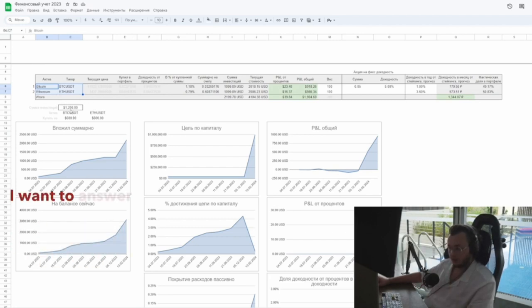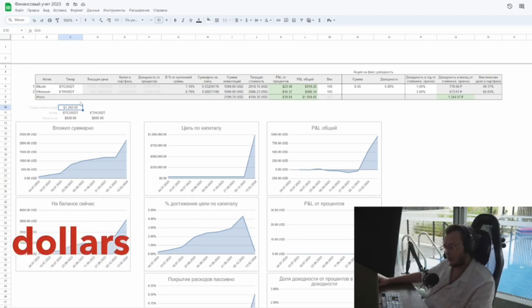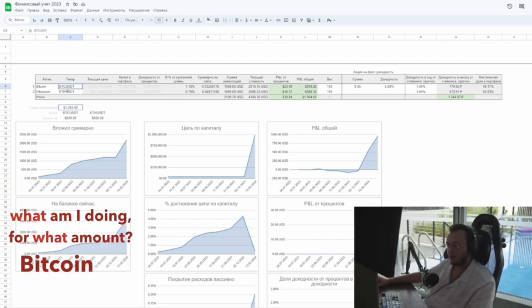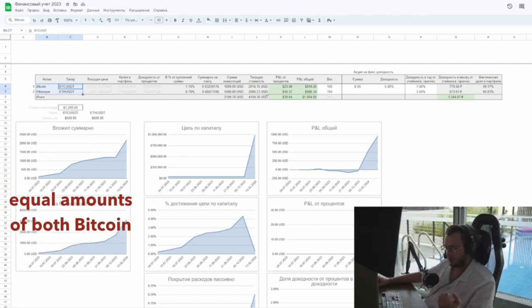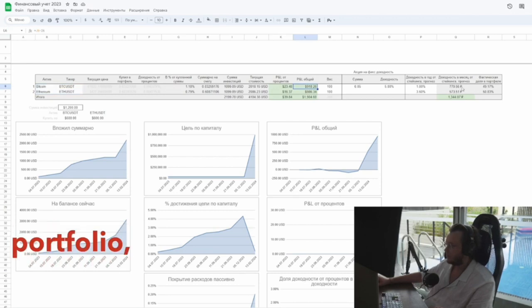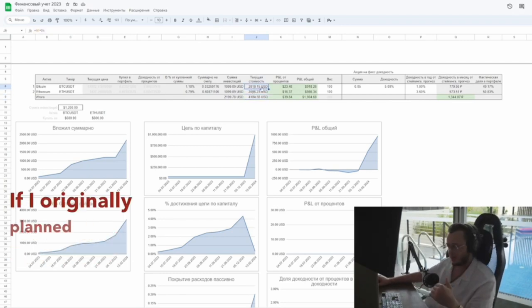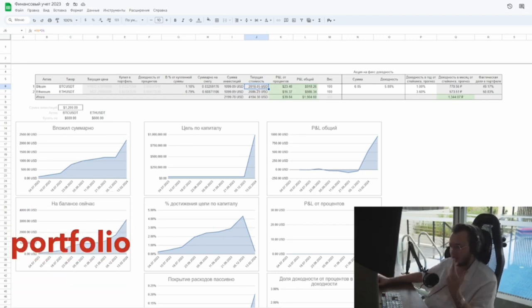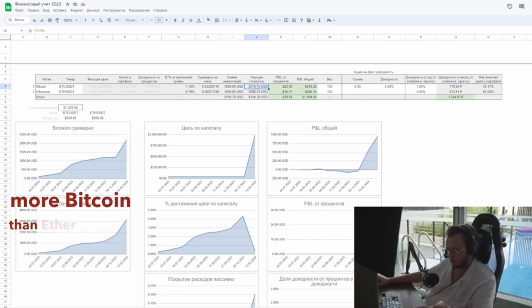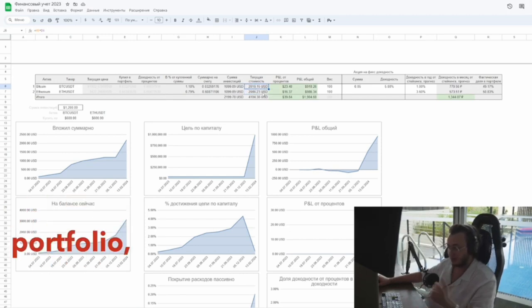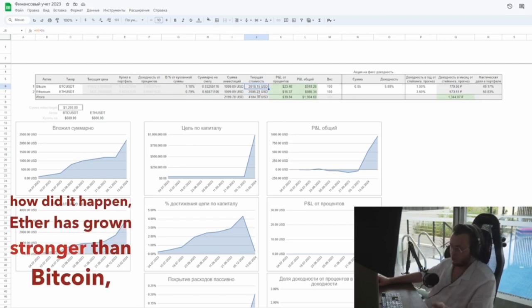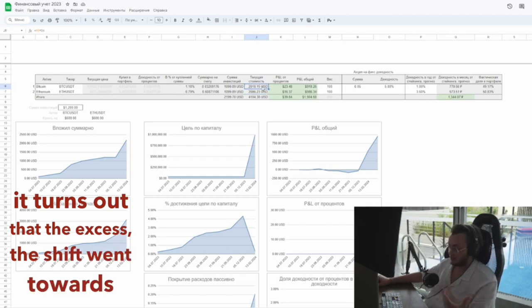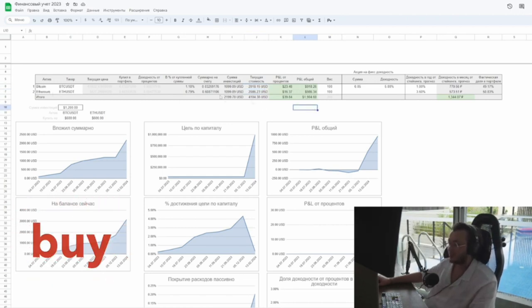So the third question I want to answer immediately before I go to buy coins, how will I buy them? And I have $1,200 to invest. What am I doing? For what amount? Bitcoin or Ethereum? I buy equal amounts of both Bitcoin and Ether for $600, so it seems I have in my portfolio, let's look at the current value, I have $4,100 in my portfolio, although Ethereum is slightly more than Bitcoin. If I originally planned to have both Bitcoin and Ether in my portfolio equally, I should now buy more Bitcoin than Ether because I have less Bitcoin. You see, less in the portfolio. How did it happen? Ether has grown stronger than Bitcoin. It turns out that the excess, the shift, went towards Ethereum. So it would seem, yes, I should buy more Bitcoin than Ether.